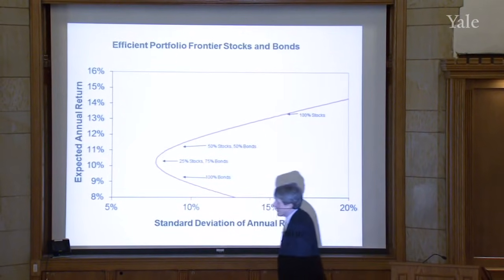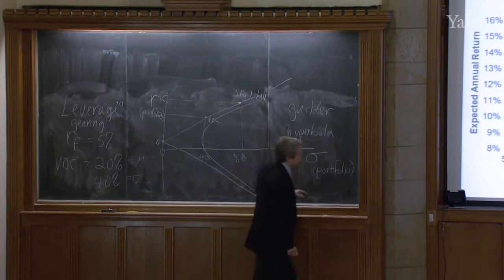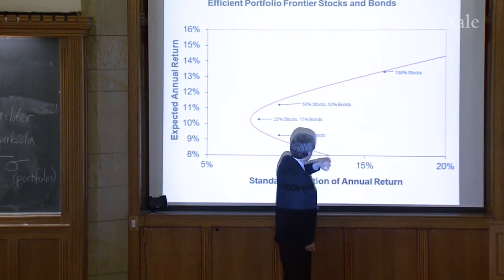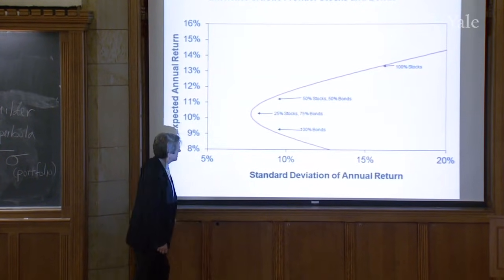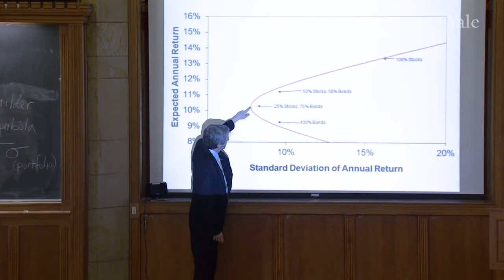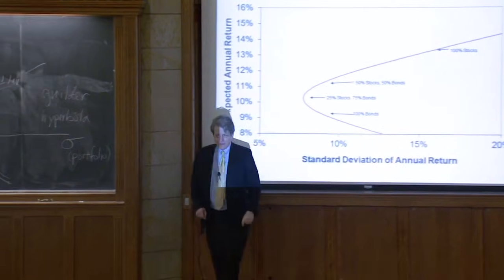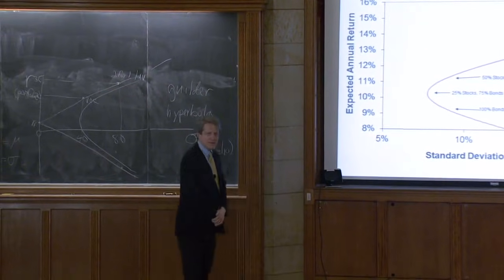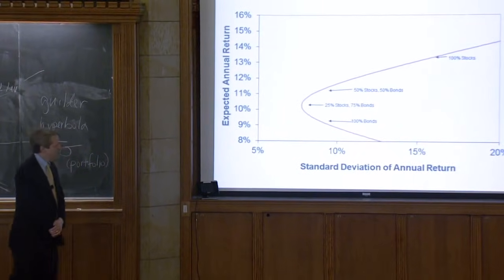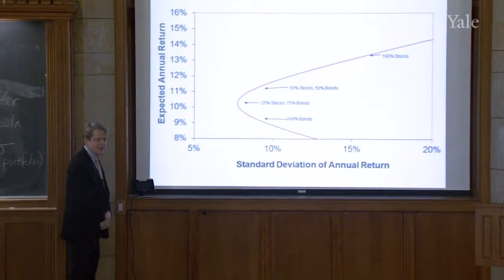So just as I had a point here which represented 100% VOC, I can have over here a point which represents 100% US stocks, okay? And I can take another point which is 100% bonds, that's here. This point is 25% stocks, 75% bonds. This point is 50% stocks, 50% bonds. Okay, you see that this is the choice set that I as an investor have between stocks and bonds. So is that clear?